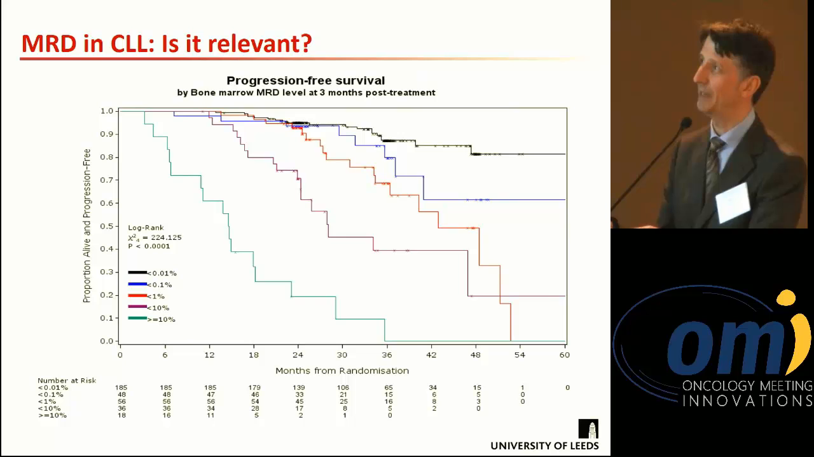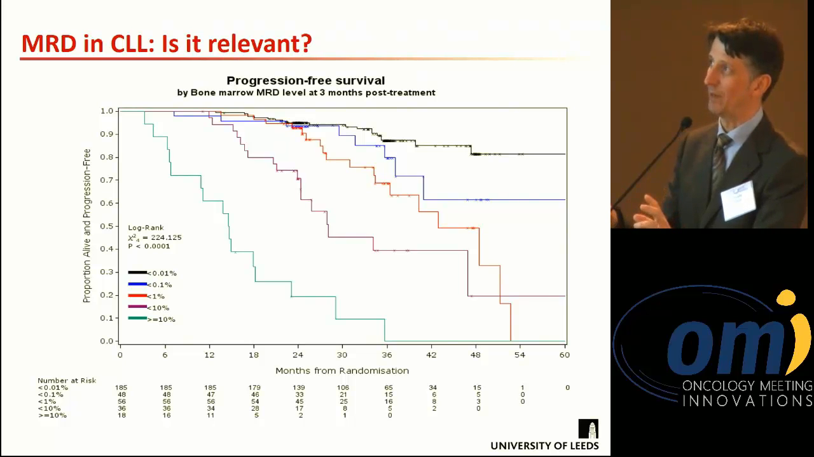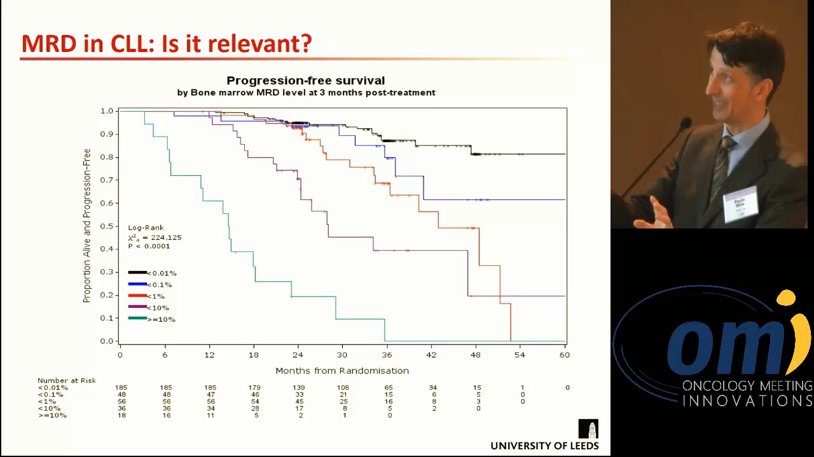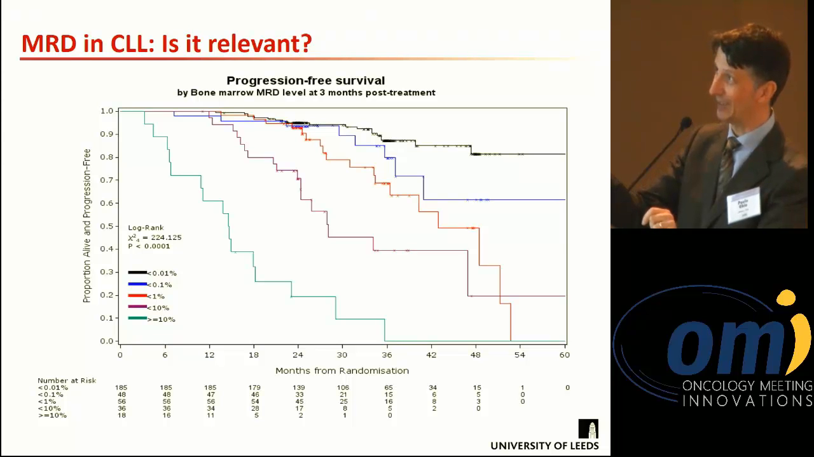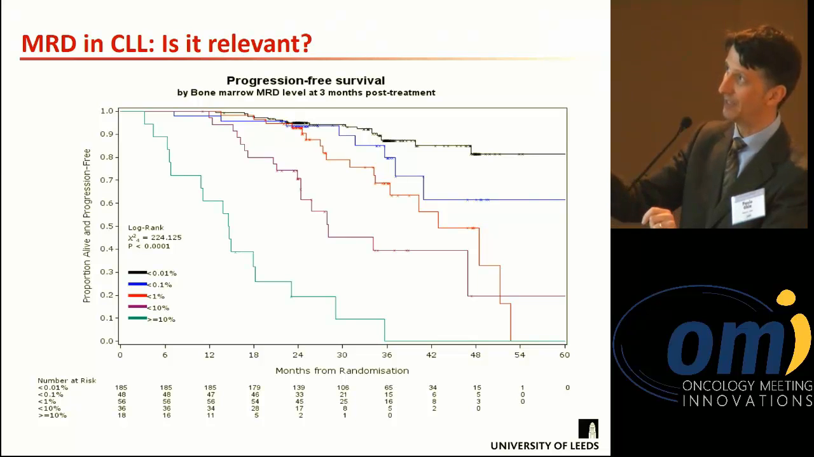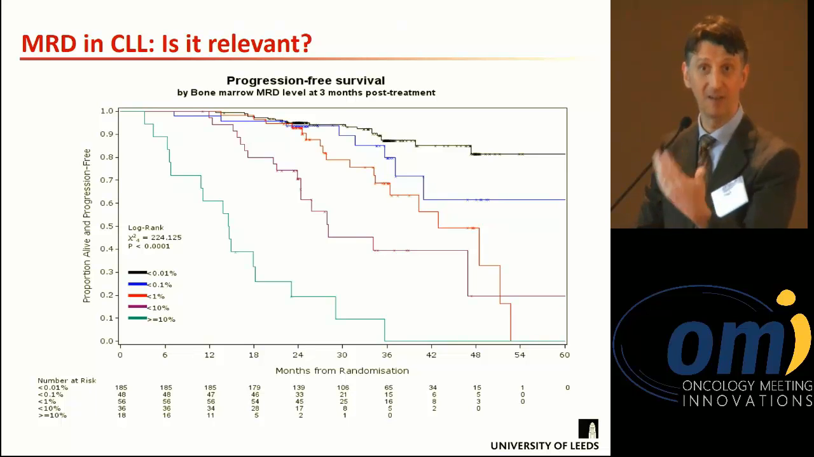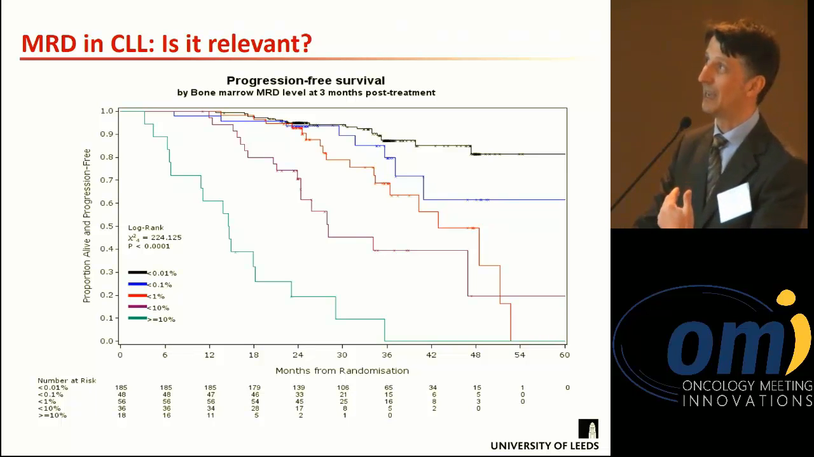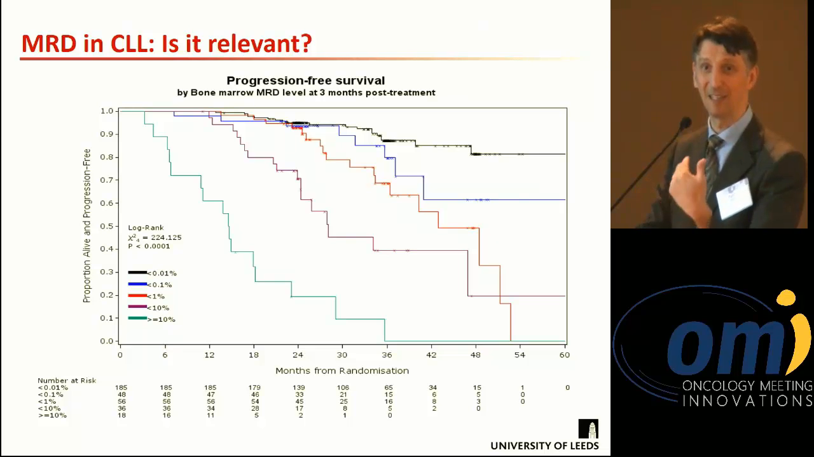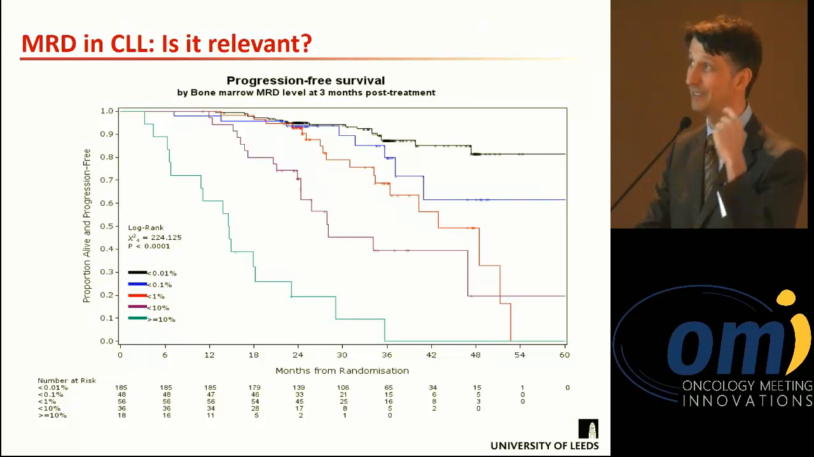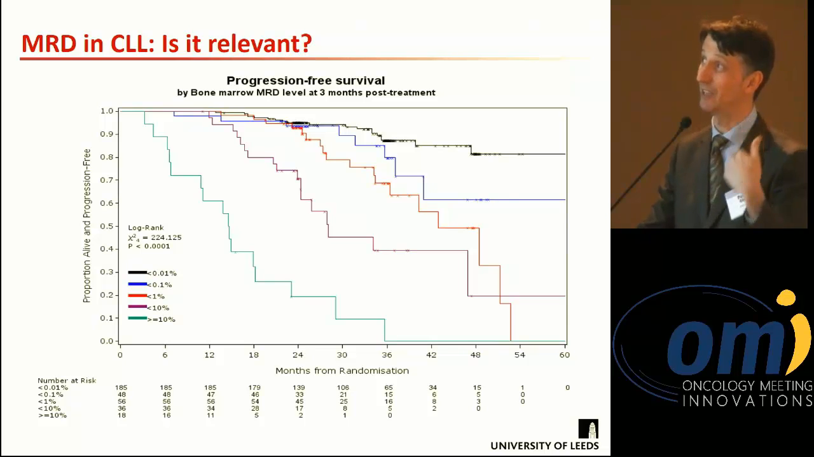Why is this not happening? The point is the following. It is true, and now it's clear, that the more negative the MRD, the better the outcome of the patient. So these are different levels: 10 to the minus 4, 10 to the minus 3, 2, 1, 0. You relapse earlier if you have more disease. That's obvious. So this is quite convincing that MRD can predict PFS, but it's convincing depending on the therapy that you did.